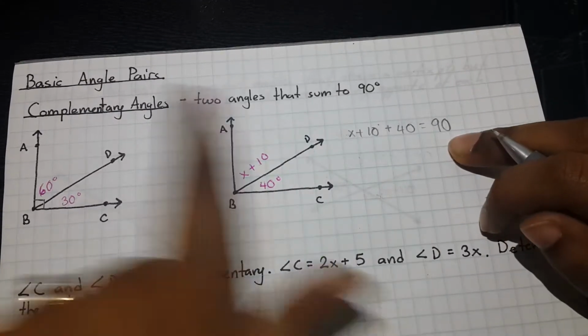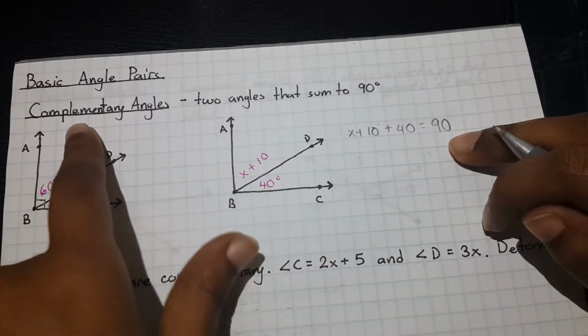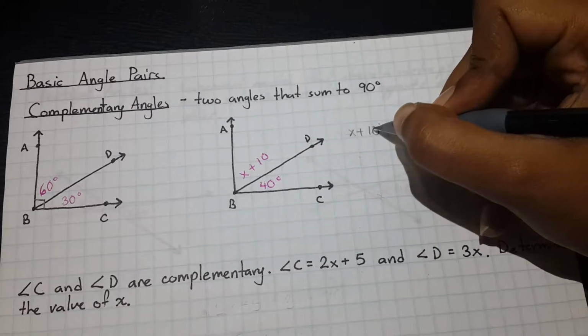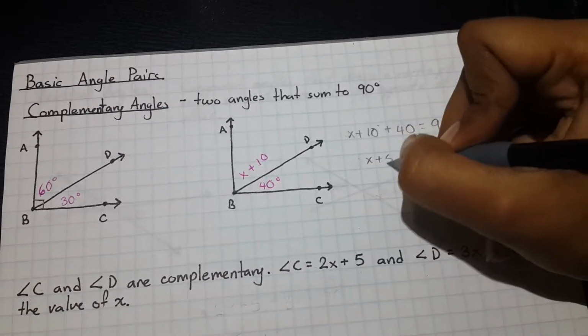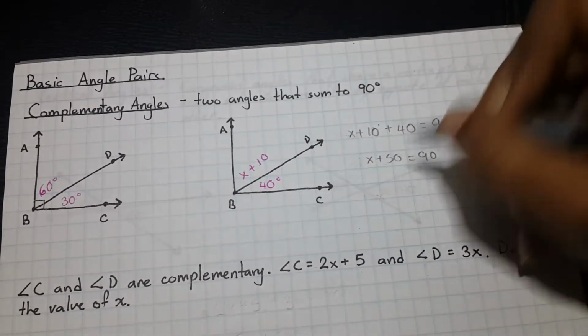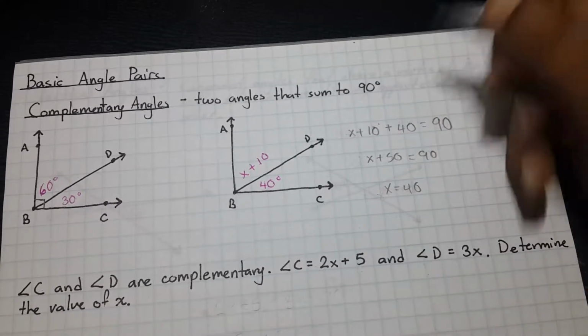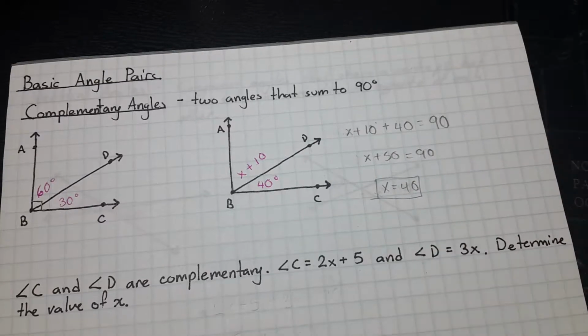This is very important. If we have complementary angles, we always set our equation equal to 90, and then we can solve it as normal. 10 plus 40 is 50, and then subtracting 50 on both sides, we get x equals 40. And that's pretty much it for that scenario.